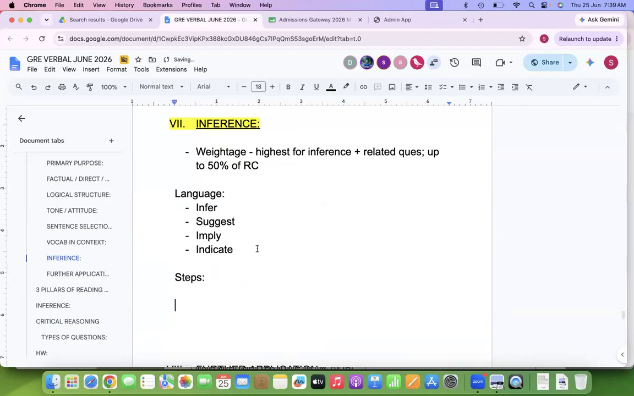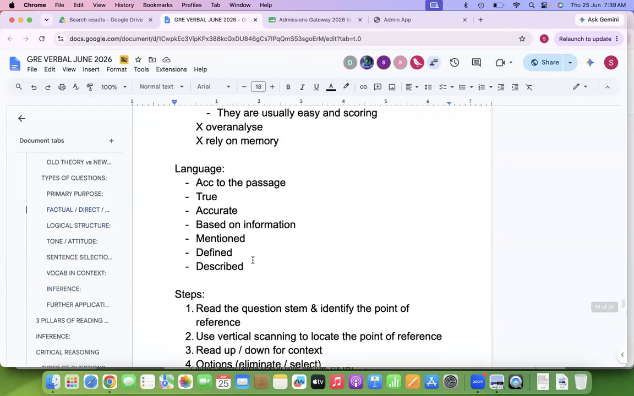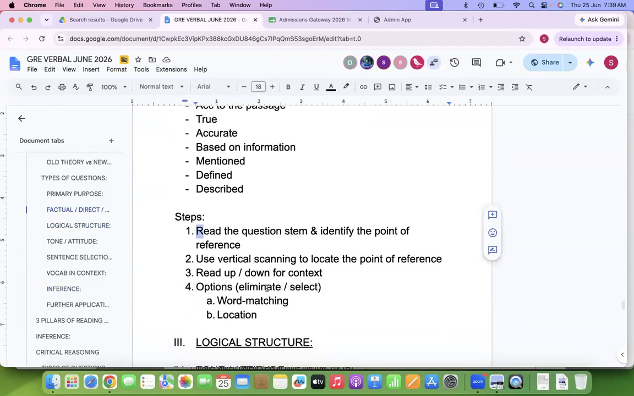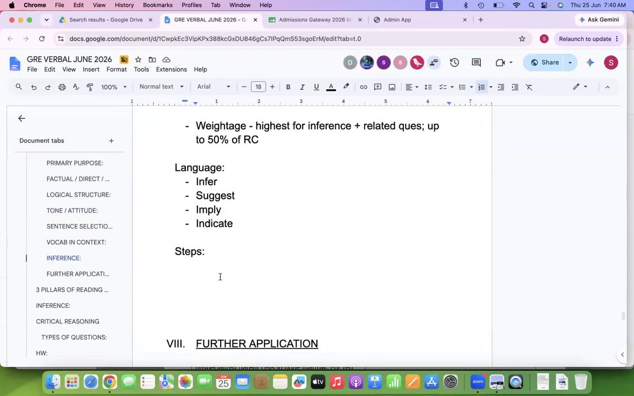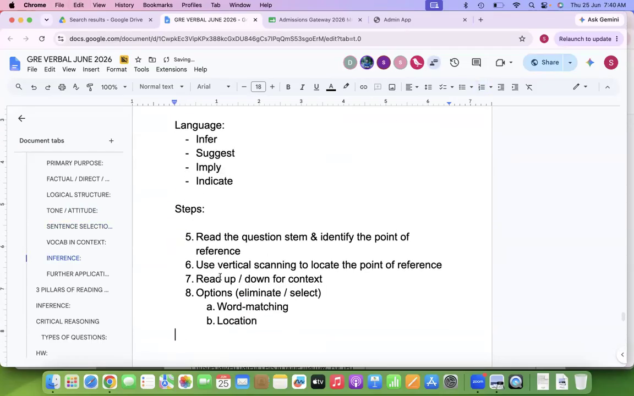Right now, we are talking about regular inference. I'm not dealing with the subtypes, just a regular inference question. This will be the language, and these will be the steps we use to solve for it. Because inference is not something fancy, the steps will be related to how we were solving for a factual question.